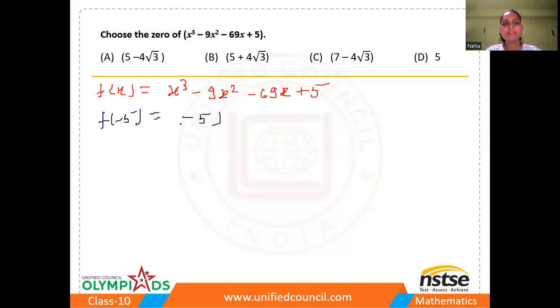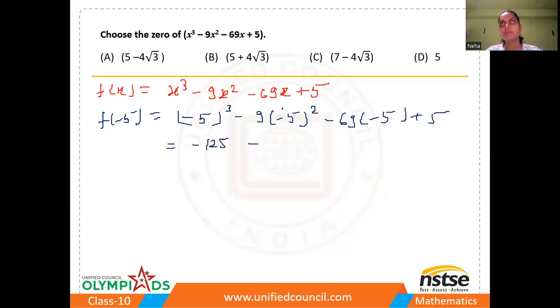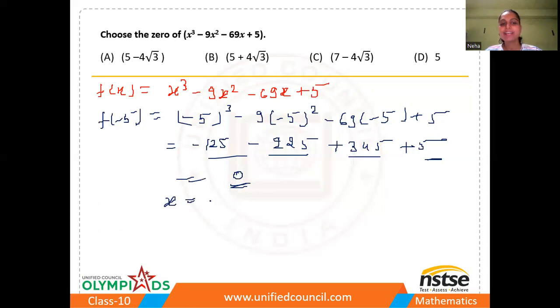So let me put f of minus 5. It becomes minus 5 whole cube, minus 9 into minus 5 whole square, minus 69 into minus 5, plus 5. This is minus 125, then minus becomes plus, so 25 multiplied by 9, this is 225, then minus becomes plus 345, and plus 5. So yes, this is equal to 0. At x equal to minus 5 the equation becomes 0, so x plus 5 is a factor of f(x). One factor is x equal to minus 5.